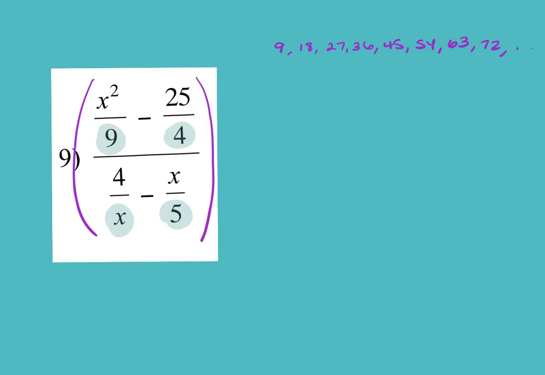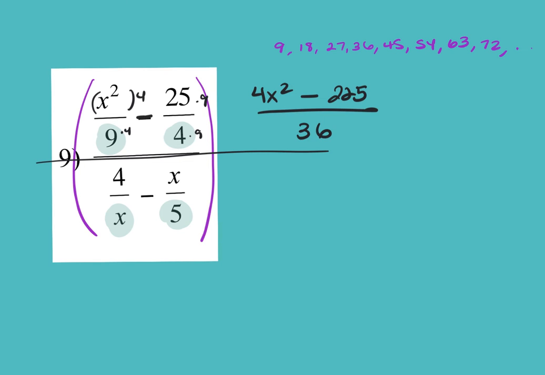So if you did that way, then you're separating them out so that the top has a least common denominator. This would be times 4, and this would be times 4. It'd be 4x squared. This would be times 9. This would be times 9. 225. There's a minus between from this minus, and it's all over 36.